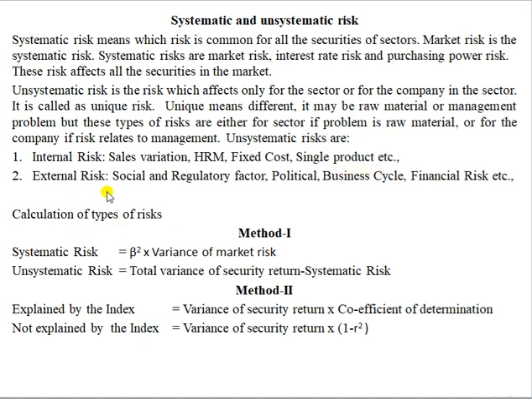Again, let me discuss external risk: social and regulatory factors. Regulatory factors means rules and regulations framed by the government which directly impact the industries. Next, I can say that taxation is a regulatory factor. Sometimes regulatory controls control price fixations, the volume of sales, import and export controls, etc. Next is political. Political changes sometimes impact the industries. Why?